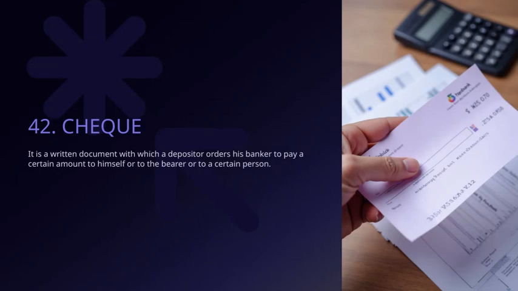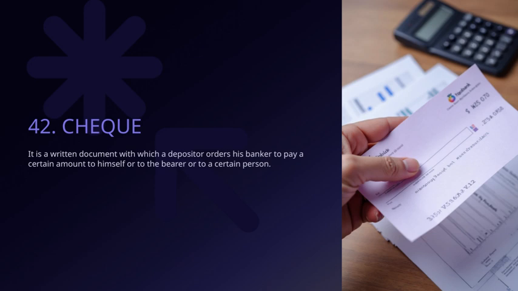A check is essentially a written document that a depositor uses to instruct their banker. It's a formal way to request the bank to pay a specific amount of money. The key point here is that the check can be made payable either to the person who wrote it, to the bearer, or to a particular individual. This flexibility makes checks a versatile payment instrument.